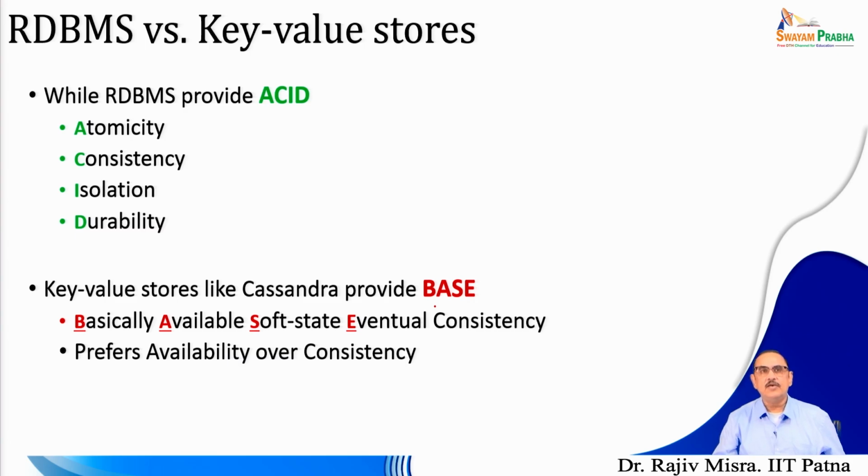If we compare RDBMS versus key value store, RDBMS follows the ACID properties for the transaction, that is atomicity, consistency, isolation and durability, whereas Cassandra follows the BASE properties, that is, basically available, soft state, eventual consistency. Why? Because Cassandra prefers availability over consistency.